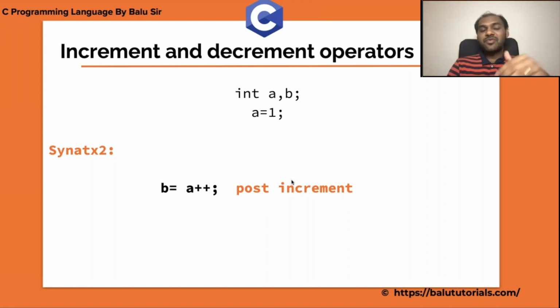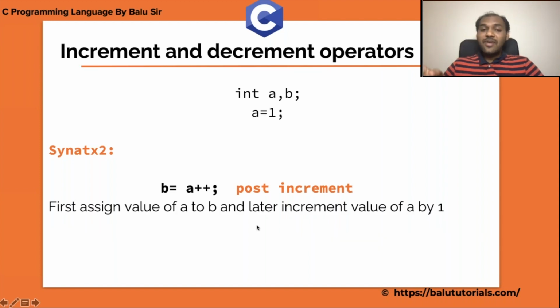First assign, that means first you have to evaluate your expression. Once evaluation is done, then you have to change the value of that variable. So according to this expression, the current a value is 1. So first the current a value will be assigned to b. Later, after assigning the a value to b, the a value will be incremented. So first assign the value of a to b and later increment the value of a by 1.